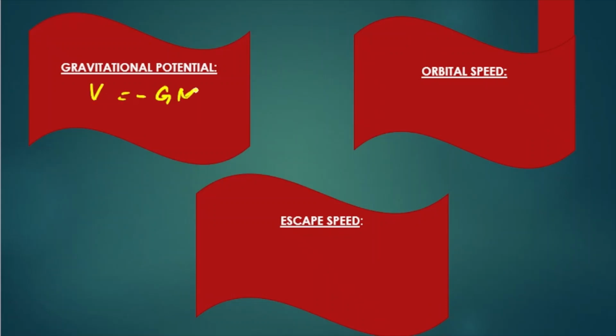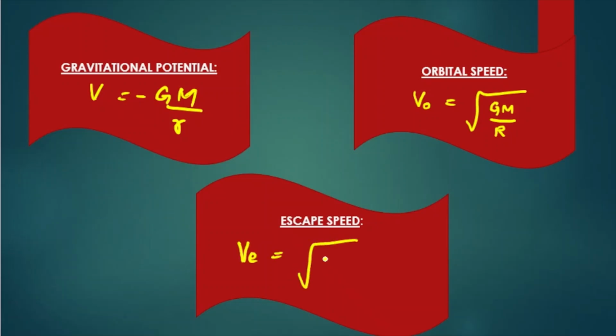Next, we are going to see the gravitational potential. What is your gravitational potential? V is equal to minus GM by r. Next, moving on to orbital speed. Your V0 is equal to the square root of GM by r, which is the formula for orbital speed. Orbital speed is also called critical velocity, right? Then escape speed.